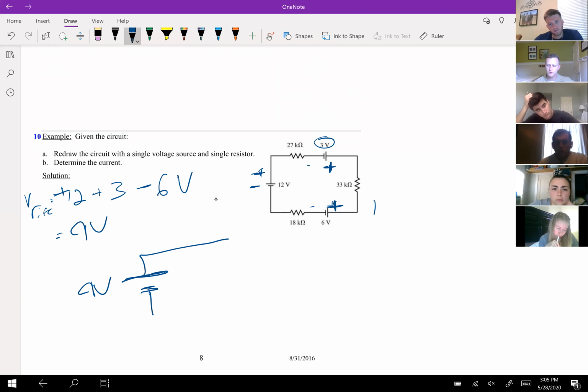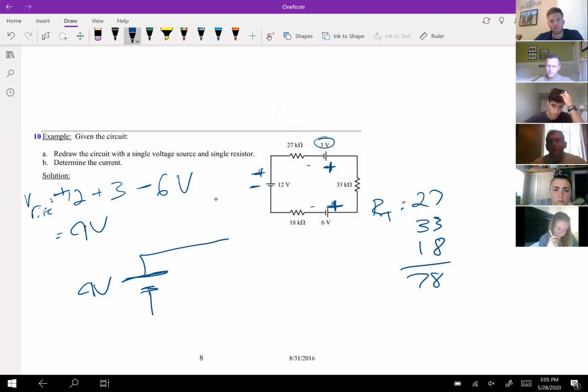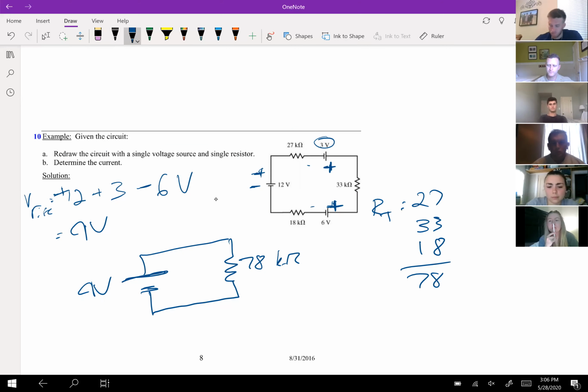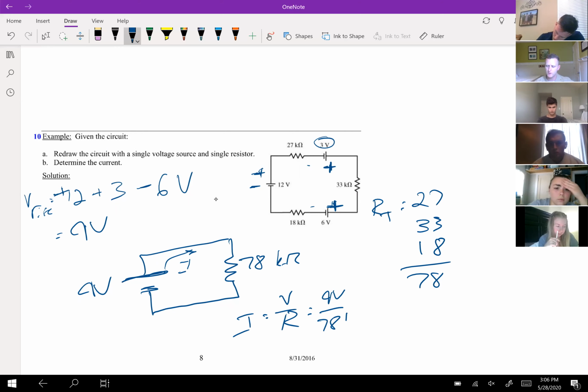Now for all the resistors, the resistor totals, we can just add them up. 27, 33, and 18 comes out to 78. So I can simplify with a single resistor, 78 kilo ohms. If I wanted to find the current flowing throughout it, well, I is equal to V over R, favorite law, Ohm's law. And so we can put 9 volts divided by 78 kilo ohms.